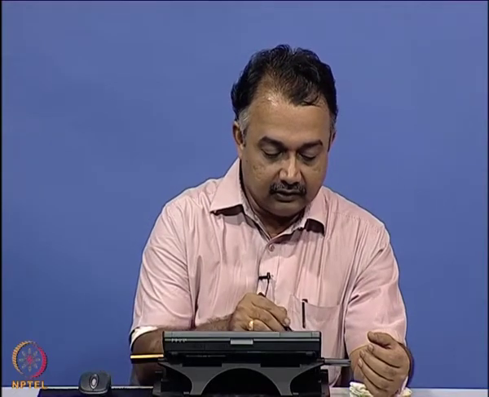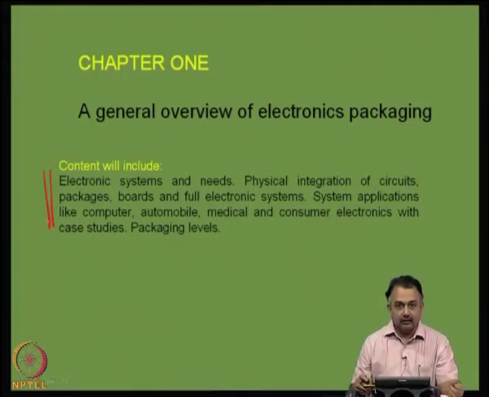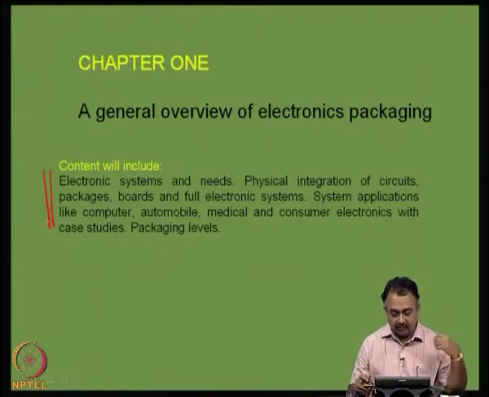So, chapter 1 will consider an overview of electronics packaging, and as I mentioned before, the content will include electronic systems and needs, physical integration of circuits, packages, boards. By boards I mean printed wiring boards, and complete electronic systems. I mentioned before that, for example, this is a complete electronic system, a miniature system.